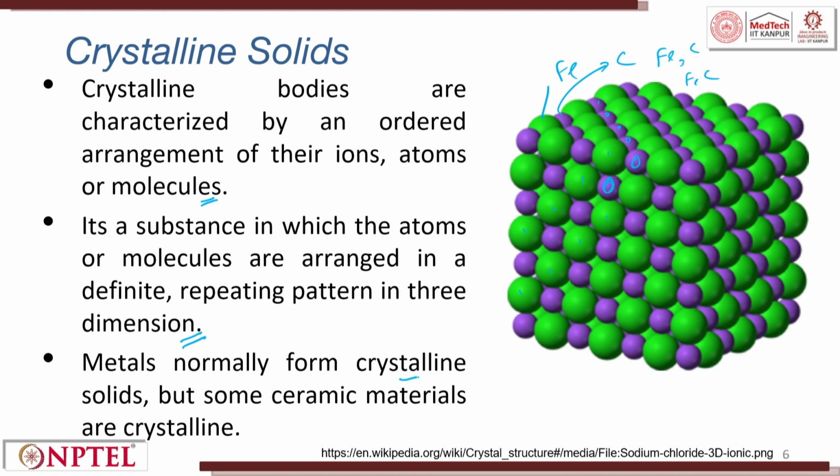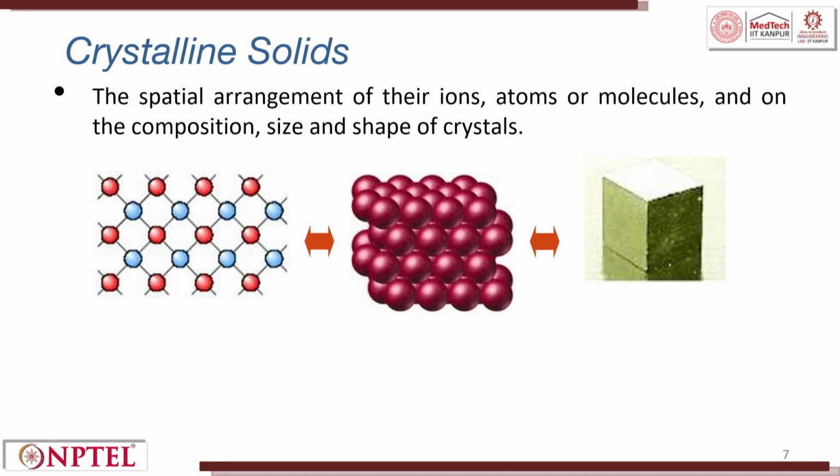Metals normally form crystalline solids, but some ceramics are also crystalline. So, you should also understand this. Ceramic materials also can be crystalline. The spatial arrangement of their ions, atoms or molecules, and the composition, size and shape of the crystal, you can try to form.